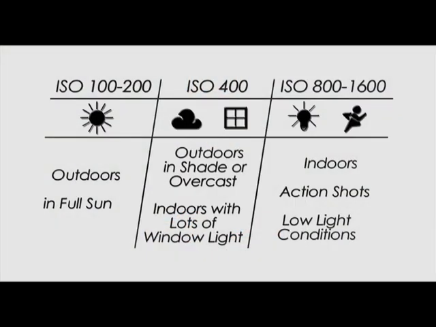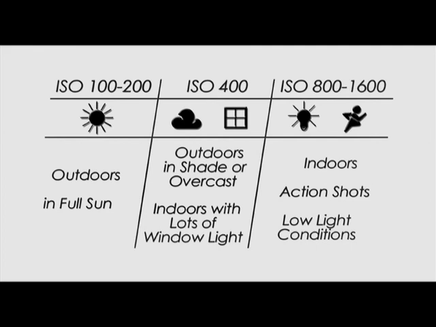Here's a guide that will help you have a basic idea of what ISO setting to use in various situations. When you're outdoors in full sun, use ISO 100 to 200. In the shade, on an overcast day, or indoors with a lot of window light, use ISO 400.